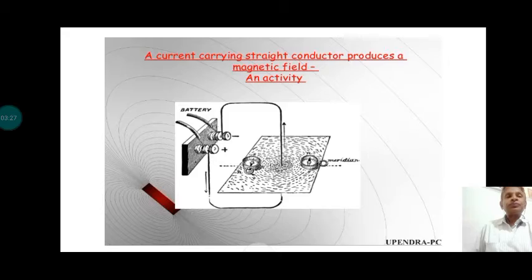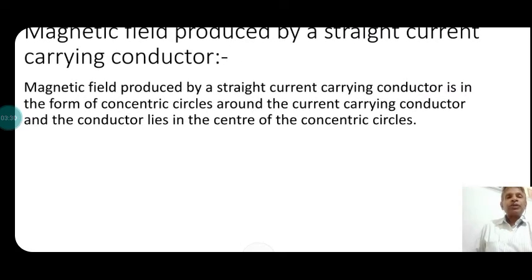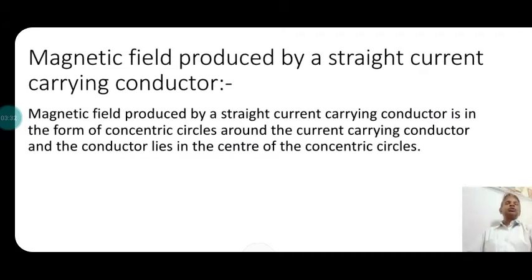Now look here. These are the properties of the magnetic field produced by the straight current carrying conductor. The magnetic field produced by a straight current carrying conductor is in the form of concentric circles around the conductor, and the conductor lies at the center of the concentric circles. We observe that by sprinkling iron filings or using the compass needle.